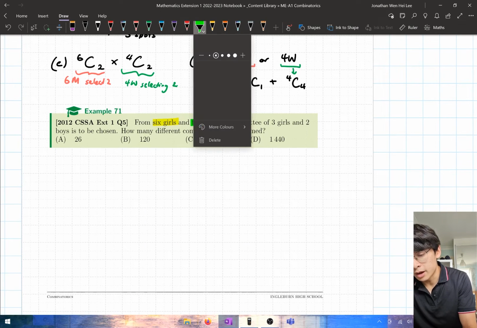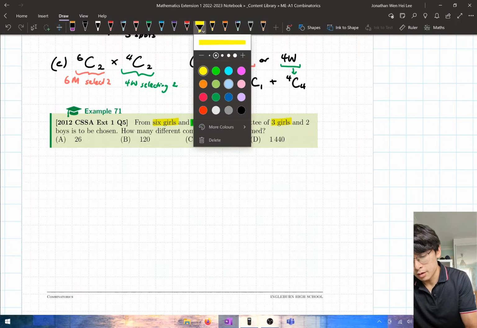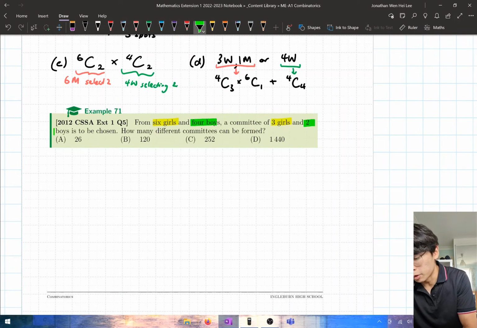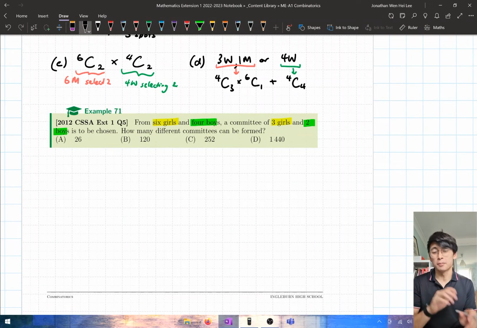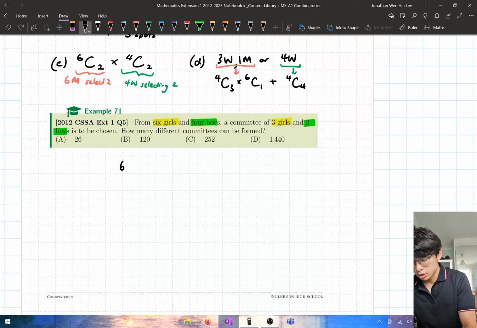And we want a committee where there are 3 girls and 2 boys to be chosen. So let's deal with the girls' cases and then the boys' cases separately. If there's 6 girls and we want to select 3 of them, how many ways can we do that? Well, that is just 6 choose 3. I've got 6 girls and I'm choosing 3. So 6 girls choosing 3 girls out of them.